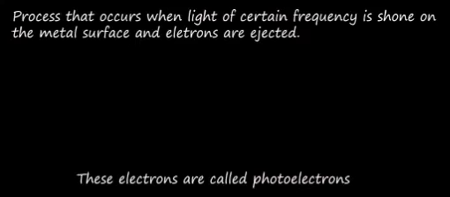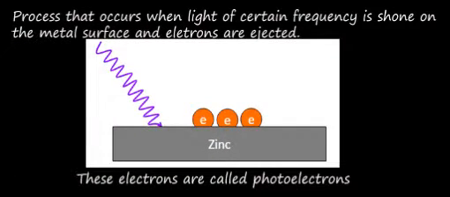Today, our main focus is on the photoelectric effect. The photoelectric effect is the process that occurs when light of a certain frequency is shone on a metal surface, causing electrons to be emitted. These electrons are called photoelectrons.